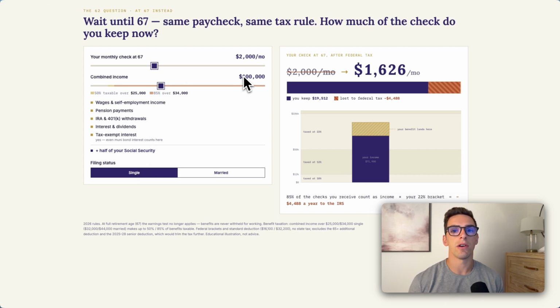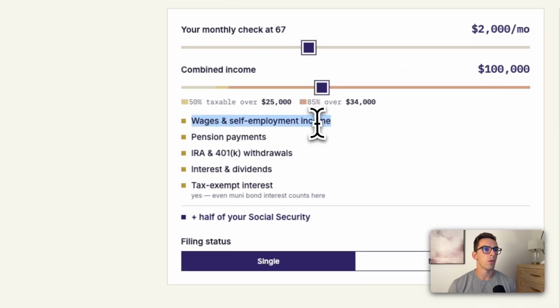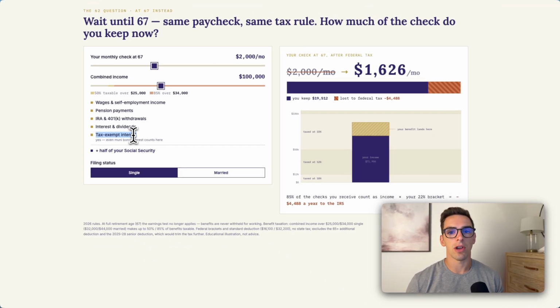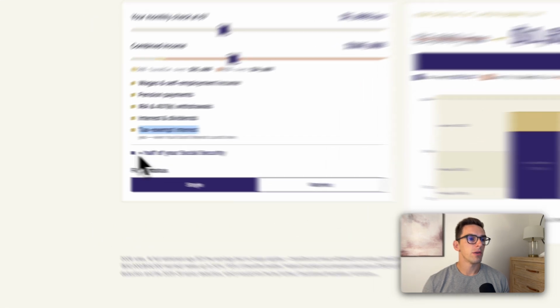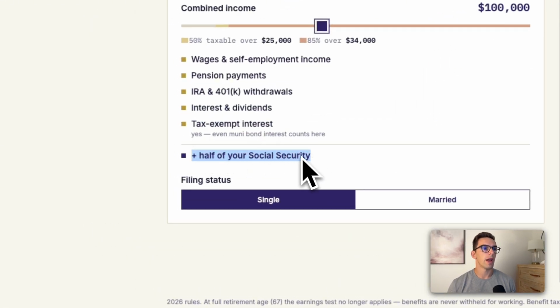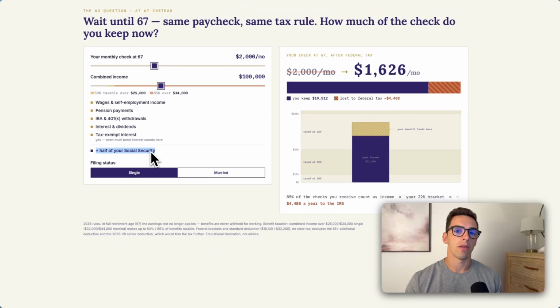Now let's understand where that $100,000 is coming from before we look at the tax. The $100,000 is calculated from any active employment, wages, or self-employment income, pension payments, any retirement account withdrawals, also interest and dividends, of course. And in this case, even tax-exempt interest is considered income when Social Security is running these calculations. So that's things like interest on municipal bonds. Now, on top of all these, they're also going to run a calculation for what half of your total benefit is, and they're going to throw that on top.